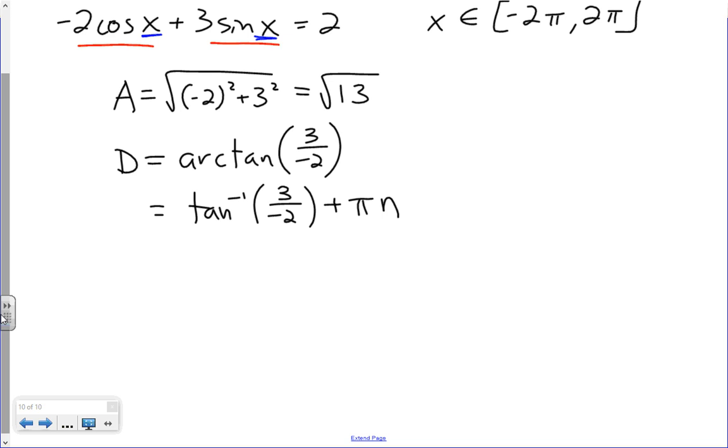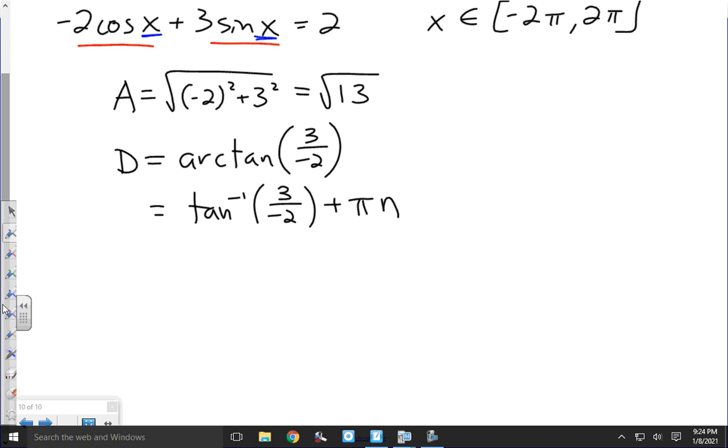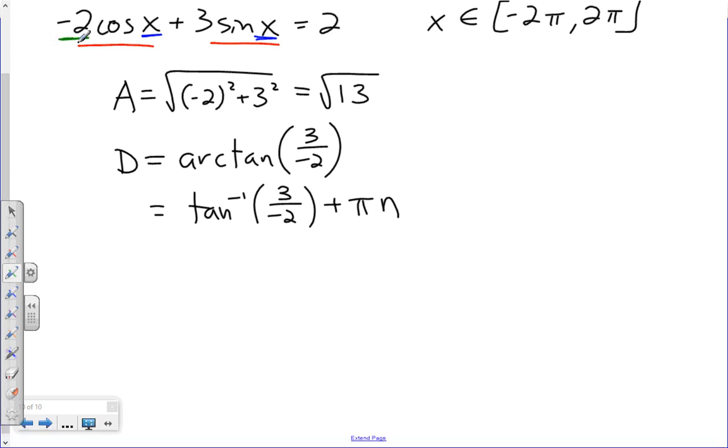All right, so we just need to find out what the value of n is that we need. So think about the quadrant that coordinate point negative 2, 3 falls in. If we were to plot this point negative 2, positive 3, go back 2 to the left, up 3, that puts us in the second quadrant. So because we're in the second quadrant, we're going to have n is equal to 1 over there.